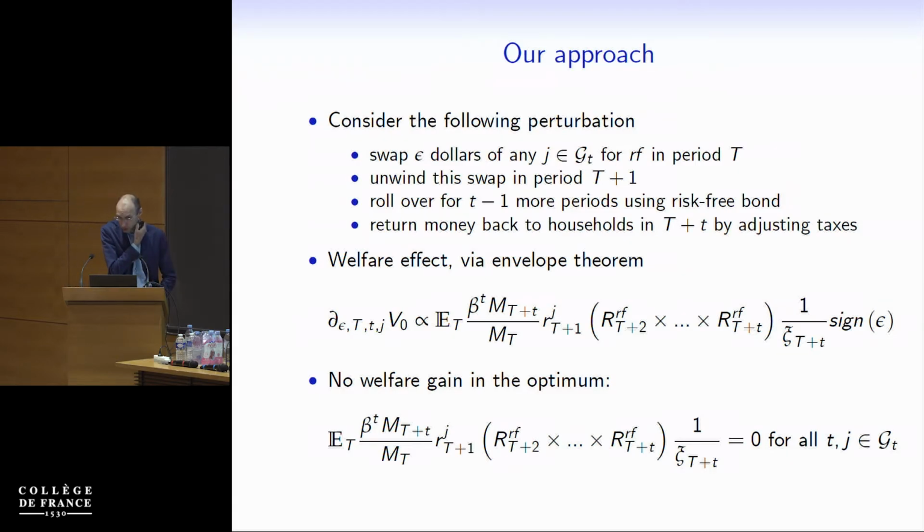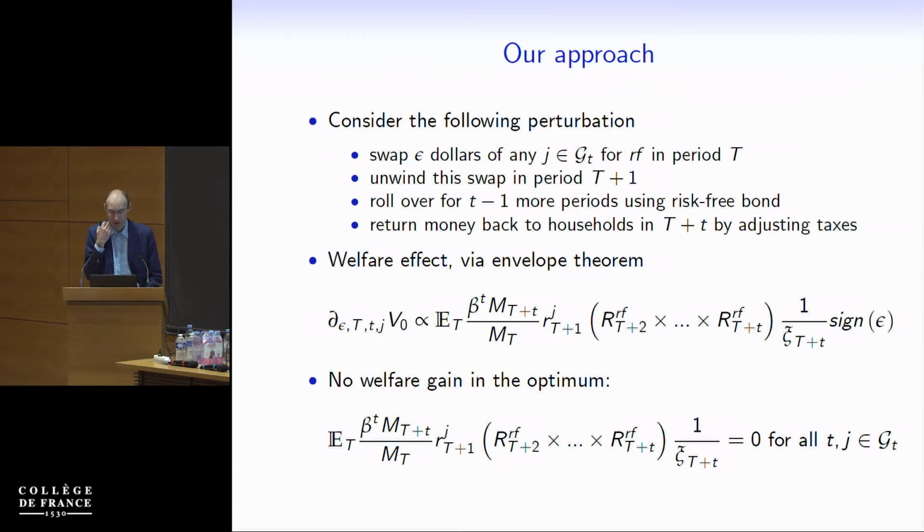All right, so how does our approach work? We'll consider the following perturbation. We have this economy, and suppose we come to some period capital T. We'll swap epsilon dollars of some security J that the government can have for the same amount of risk-free bond. Bring it to the next period, T plus 1, and unwind it. That gives us little r_x as the return, little r times epsilon. Then we'll roll it forward for T more periods using the short government debt. So this is our net return from that transaction. Then in period capital T plus T, we return that money back to the household. To return this money back to the household, we need to adjust taxes. How much do we need to adjust taxes? That will be 1 over the tax revenue elasticity times y.